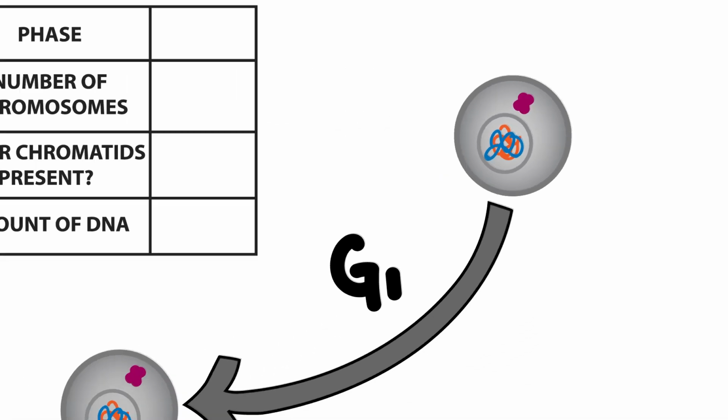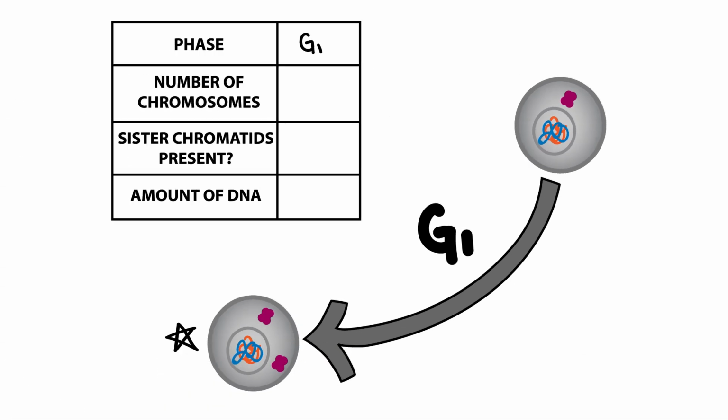How many chromosomes are currently in the cell after G1 phase? Try to fill out this table.